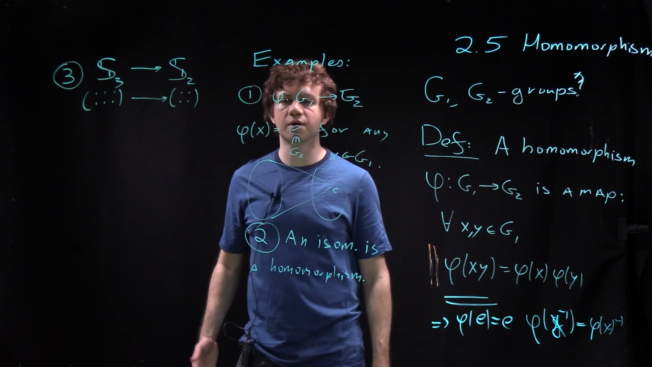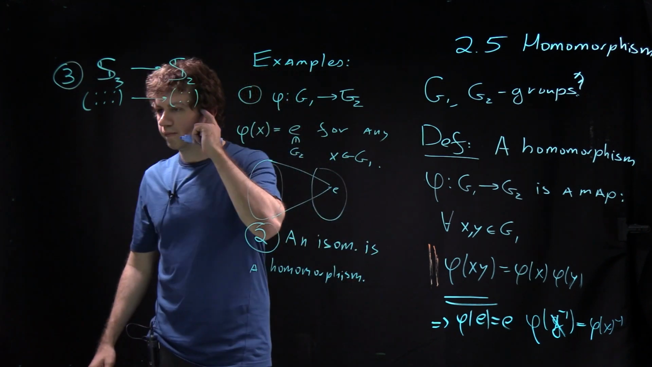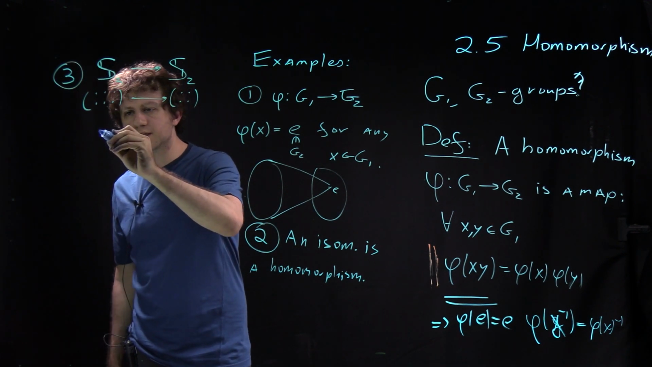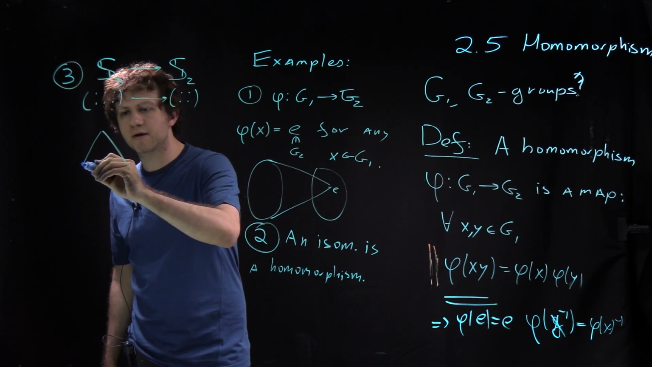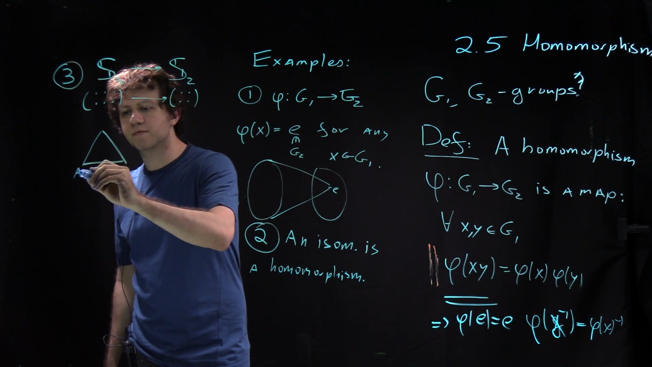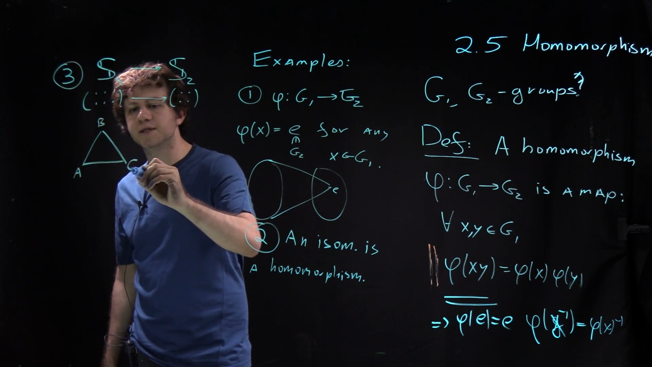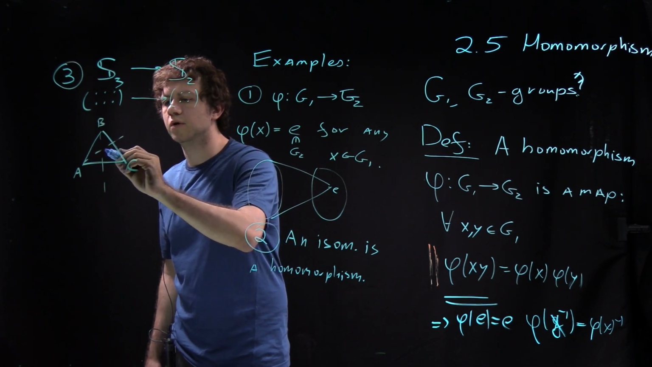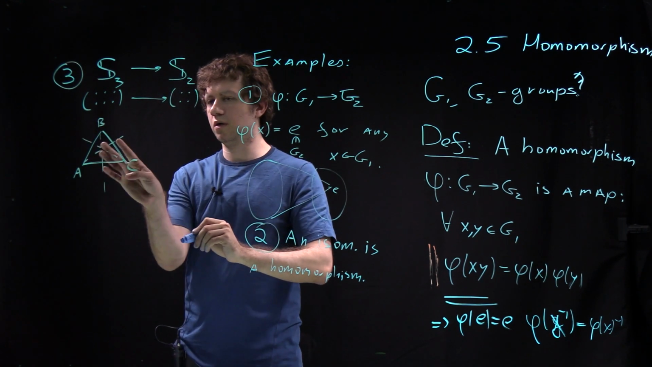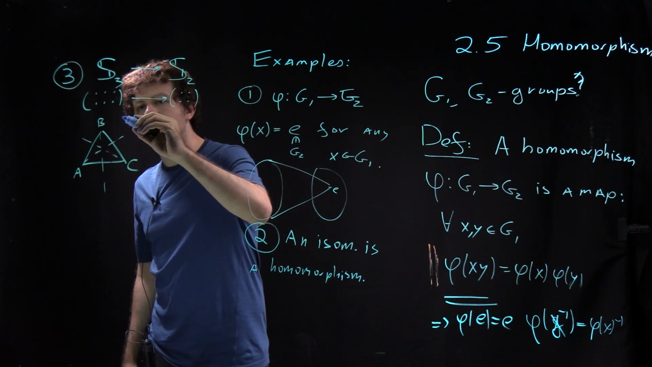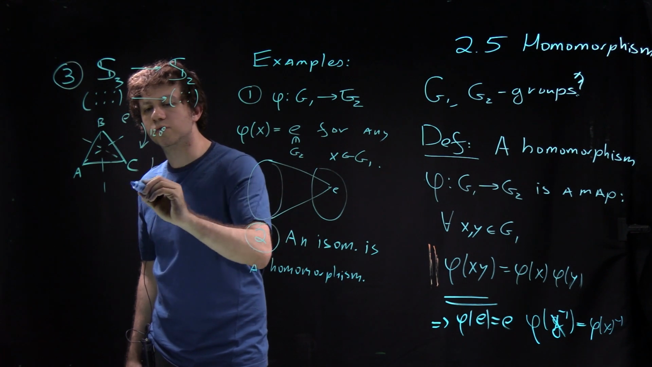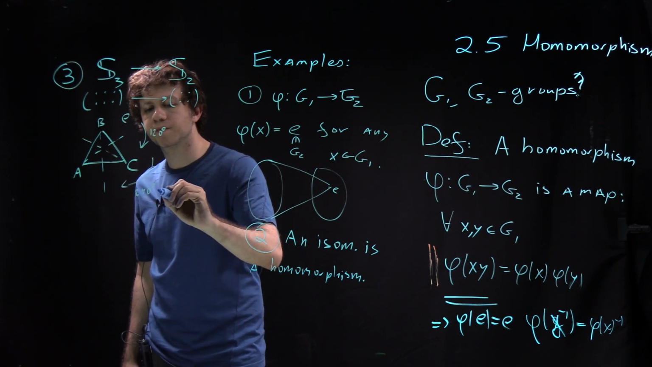But let me do something different instead. So let's look at a triangle. We already discussed this kind of picture of S3 several times. Imagine we have a triangle with maybe vertices A, B, C, and then we have 3 reflections with respect to these lines of symmetry, identity, rotation by 120 degrees, rotation by 240 degrees.